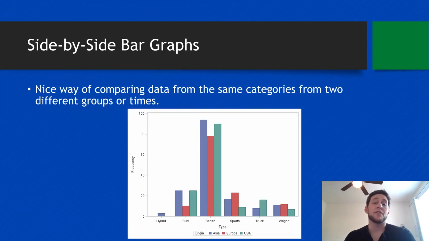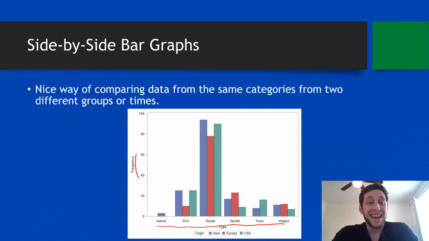A nice way of comparing data from the same categories from two different groups or times would be side-by-side bar graphs. So for instance, in this chart, we yet again have frequency on the left-hand side, and we have all of the categories on the horizontal axis. In this case, we're comparing Asia to Europe to the USA, and their answers for either hybrid, SUV, sedan, sports, truck, or wagon. So when we do this, it's a good way of comparing different groups. For instance, you might see side-by-side bar charts of men versus women, or certain age groups lined up next to each other.